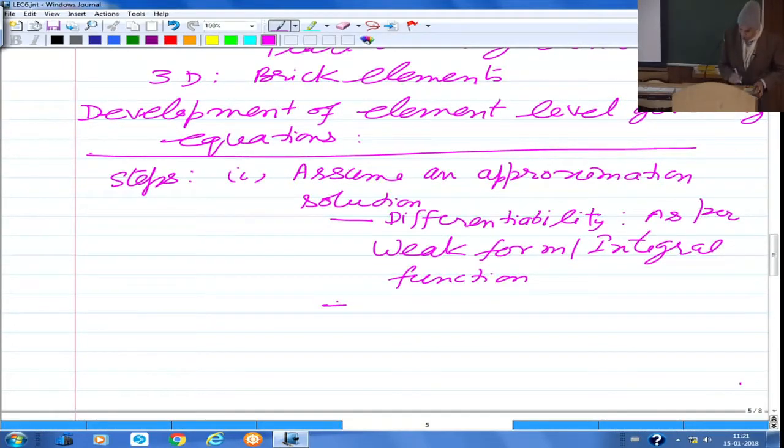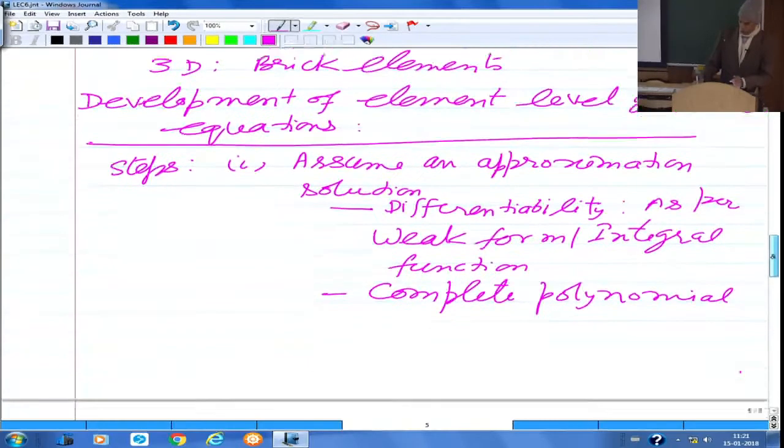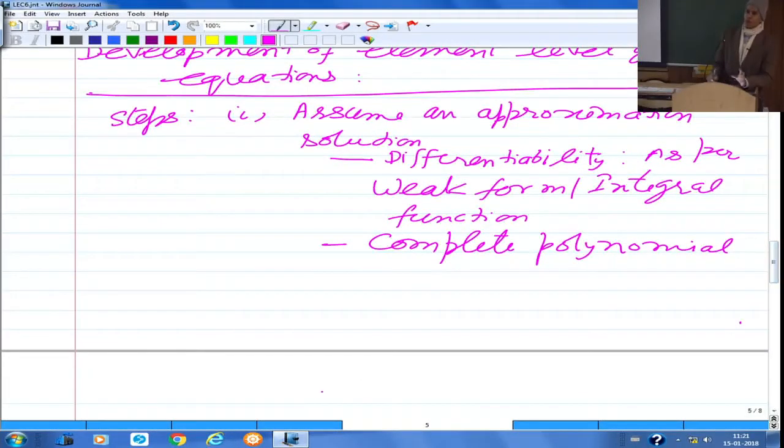Then the second requirement for the approximate solution is that it should be a complete set of functions. So most of the time, since we use polynomials, let me say that this should be a complete polynomial. When you say complete, the meaning is, suppose you need the highest order derivative as second derivative, so at least you have to have the x square term. So then you should have a constant term, x, x square. Of course you can go on the higher side further.